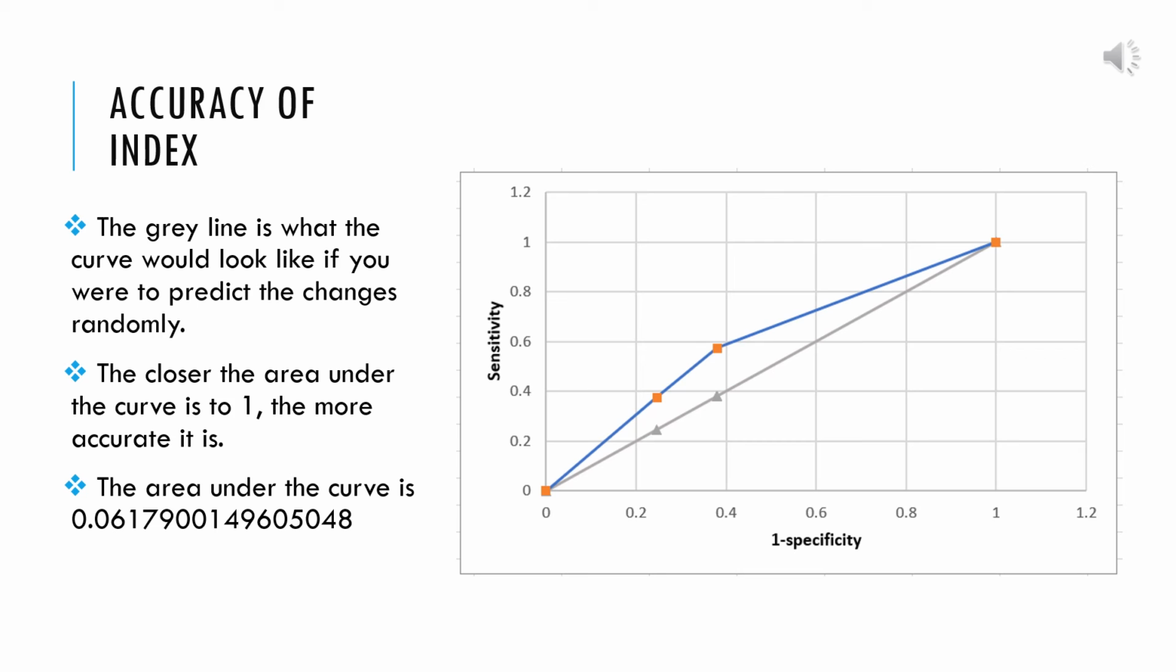For the accuracy of the index, compared to the gray line shown in the graph, the gray line is actually what the curve would look like if you were to predict the changes randomly. And so you want to find the area under the curve of the blue line. The closer the area under the curve is to 1, the more accurate it is, and the area under the curve here is actually 0.6179, so that would be closer to 1, so it would be somewhat accurate.